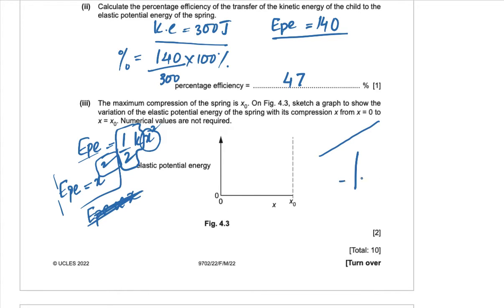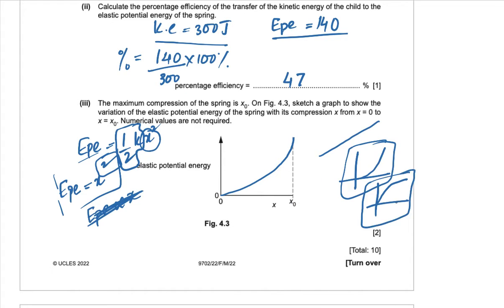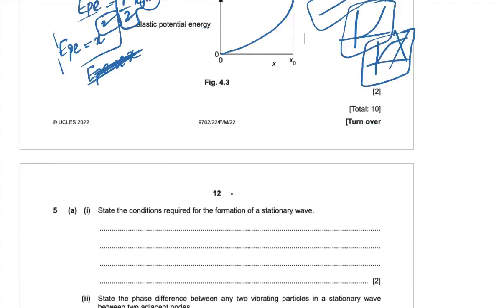So there are these two kinds of graphs. People often get confused between this one and this one with a positive gradient. Now this is the graph that you'll be drawing. This is a parabolic shape with an increasing gradient. This other one is again a positive slope, but of a decreasing gradient, so we are going to ignore this one. So this was our graph.